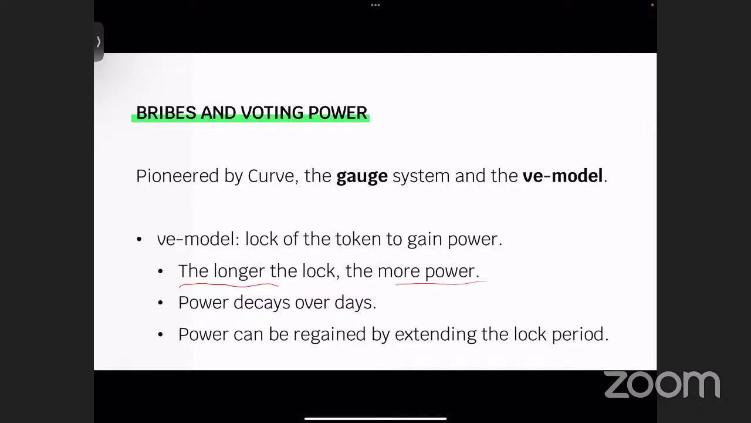So the power decays. You can, of course, regain the power that you lost by extending the lock period. Let's say that you have locked for 2 years, so you have the maximum power, and after 1 year, you have lost 50% of it. But for some reason, you want to regain the maximum power. So you can add 1 year of lock, since you had still 1 year to wait. So you basically relock for 2 new years, and boom, you regain your power. So by extending the period, you regain the power that you have lost.